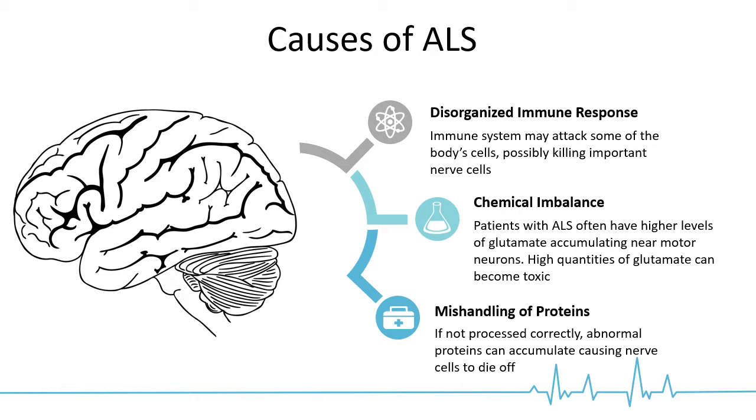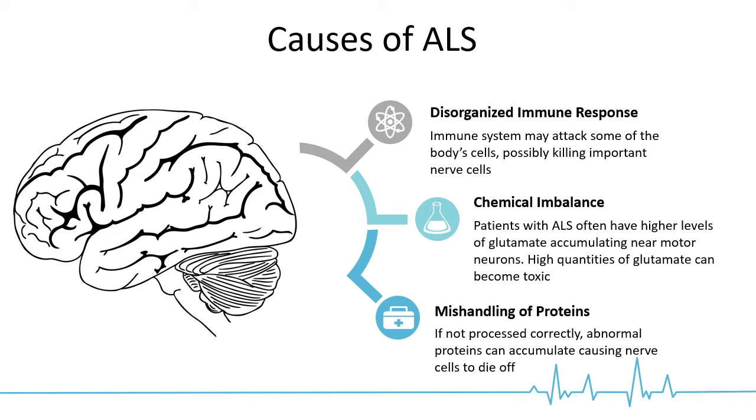There are three main causes for neuronal degeneration, which include disorganized immune response, chemical imbalance, and mishandling of proteins. Disorganized immune response. The immune system may attack some of the body's cells, possibly killing nerve cells. Chemical imbalance. Patients with ALS often have higher levels of glutamate accumulating around the motor neurons. Glutamate can become very toxic in high quantities, which can cause the motor neurons to die off.